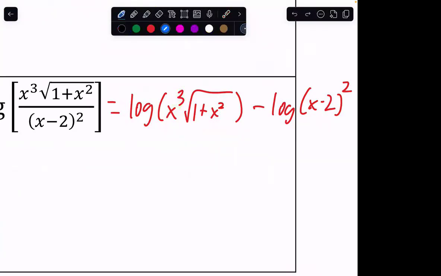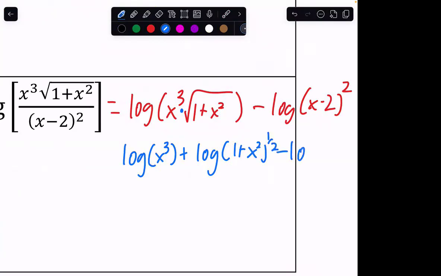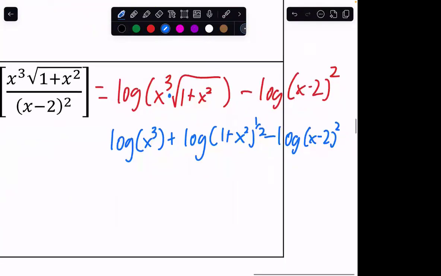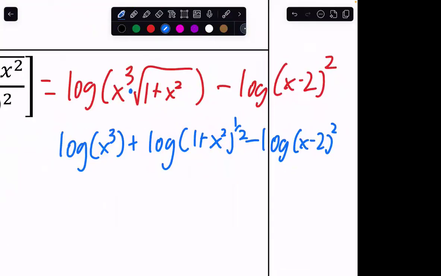Okay, so what I would do is I would further split this up. The x cubed is multiplying the square root of 1 plus x squared. So I would split this to log of x cubed plus log of this part, which I'll rewrite with a fractional exponent. Okay, so now all the exponents only affect their terms, right? This cubed affects the entire argument. This 1/2 affects the entire argument. This 2 affects the entire argument. Okay, so all of those can be moved in front.